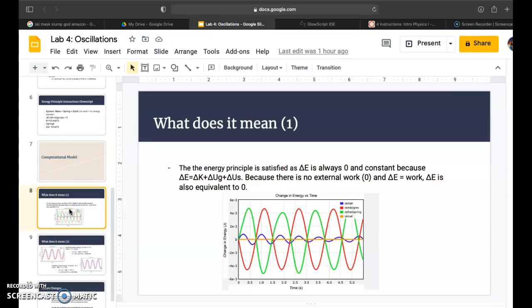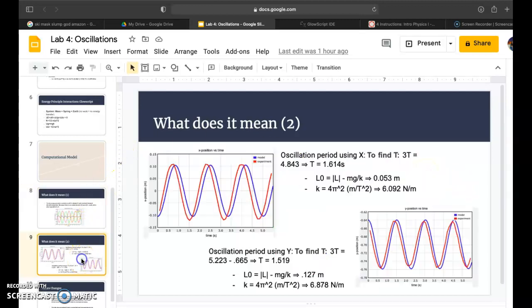So the energy principle is satisfied as change in energy is always 0 and constant, because change in E, which is change in K plus change in UG plus change in US, and there is no external work done, so that equals 0, and change in energy equals work, so change in energy is also equivalent to 0.